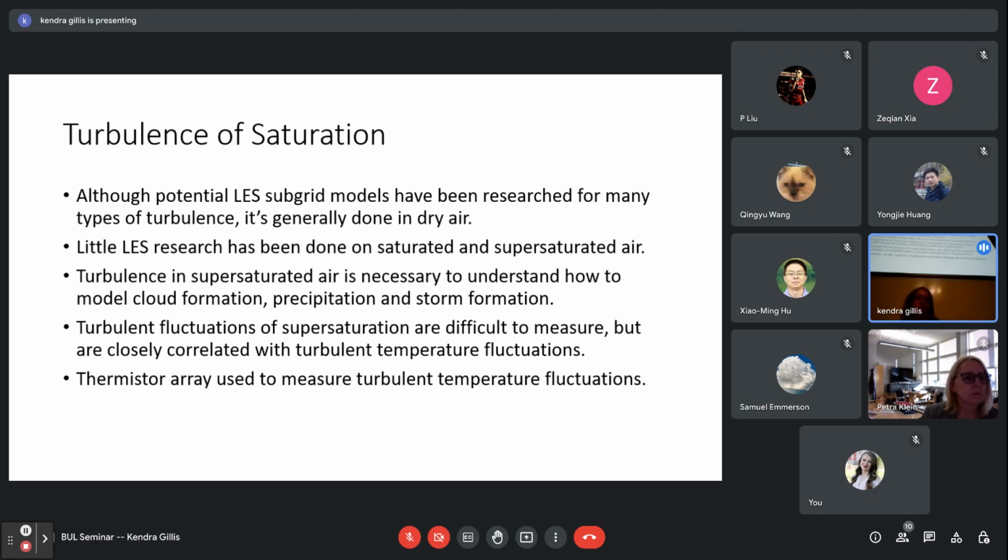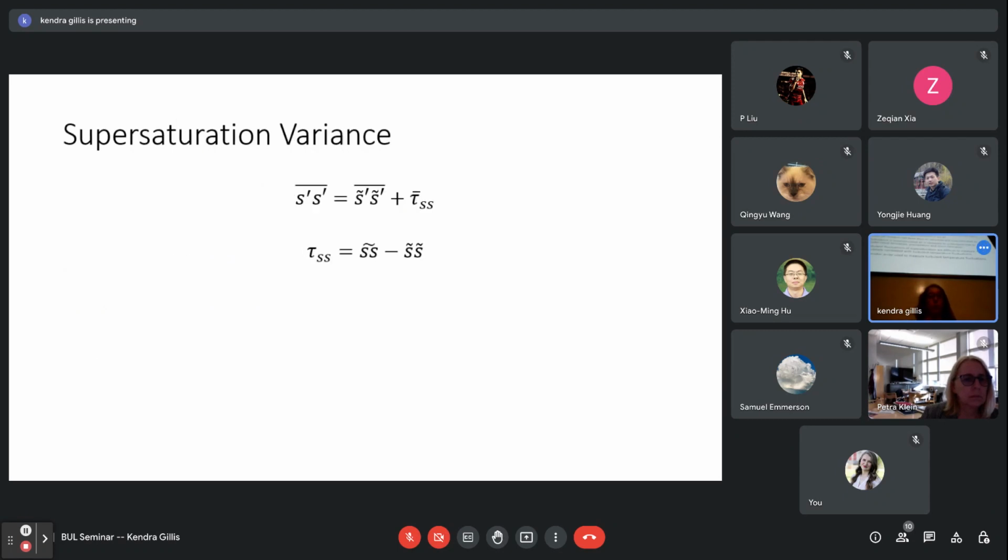Turbulent fluctuations of supersaturation are difficult to measure though, but are very closely correlated with turbulent temperature fluctuations. And so because of this, we built a thermistor array and used it to measure turbulent temperature fluctuations within a controlled environment. So this way we could better understand the supersaturation fluctuations, and that would help us better model clouds and storms, mostly cloud formation.